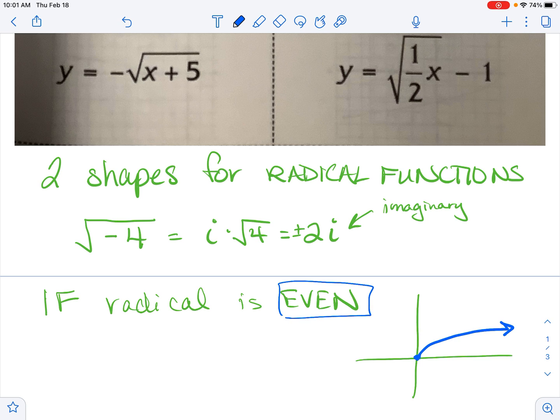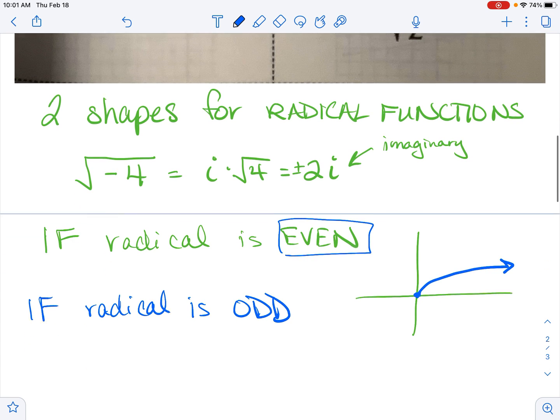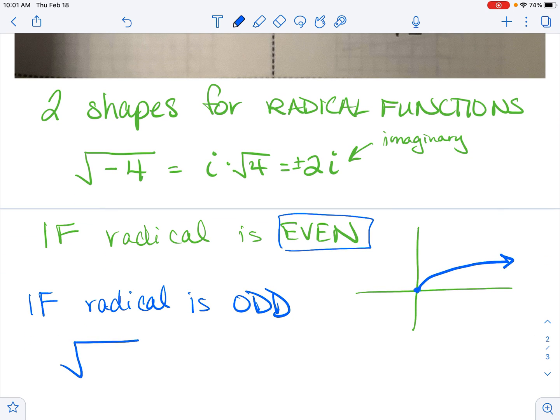Now we can have negatives if the radical is odd. So if the radical is odd, we could do the cube root of -1 because that is going to be -1. Because -1 times -1 times -1, this is a positive 1 times a -1, which is a -1. We can absolutely get both positive and negative.